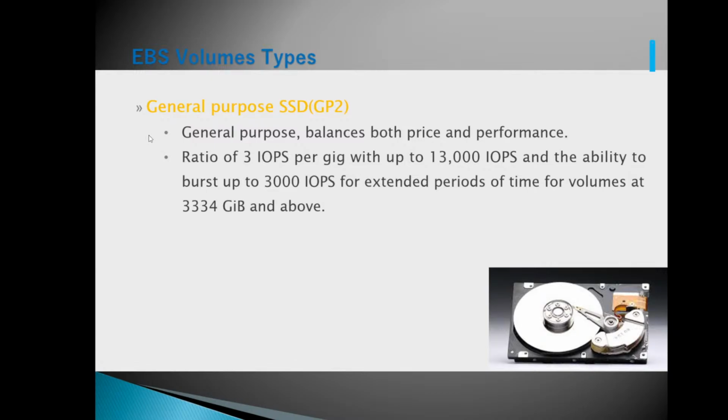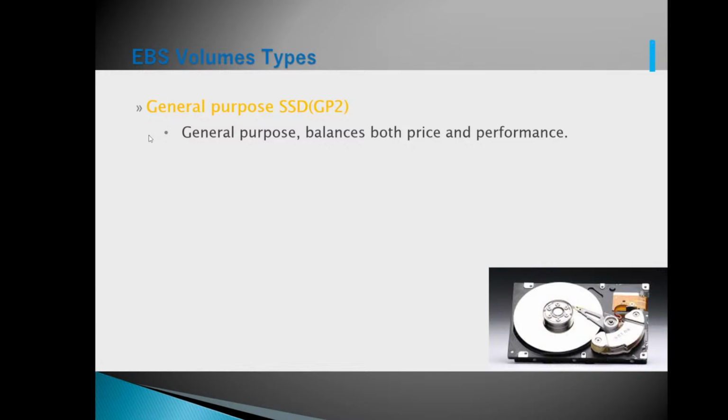It has a ratio of 3 IOPS per gigabyte with up to 13,000 IOPS and the ability to burst up to 3,000 IOPS for an extended period of time for a volume of 334 gigabytes and above. So I will explain what IOPS is and what this represents. Now, how many of you know about throughput and IOPS? Do you have an idea about throughput? What is throughput? What is IOPS?